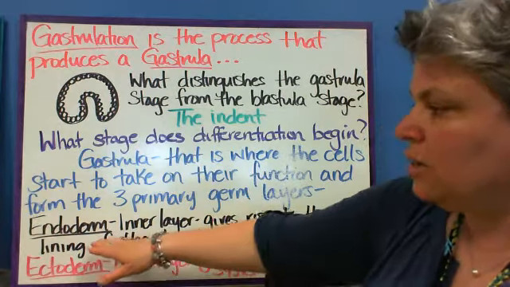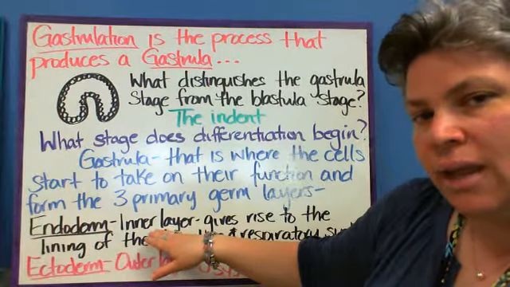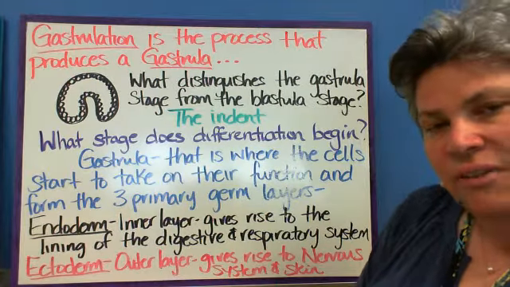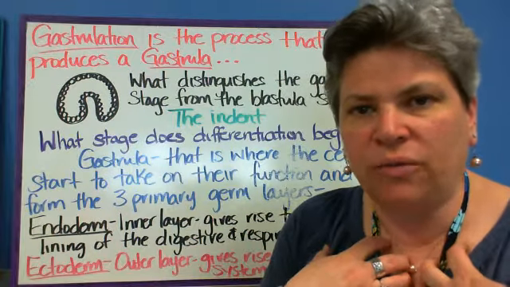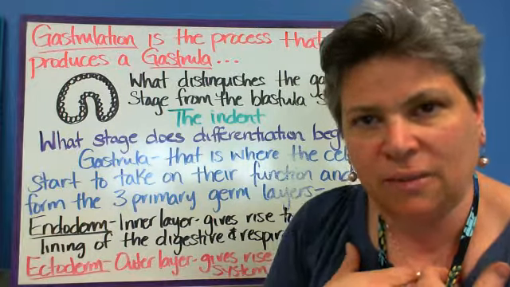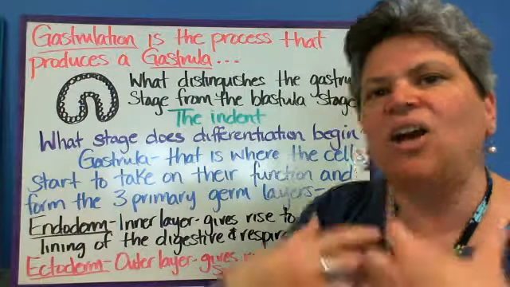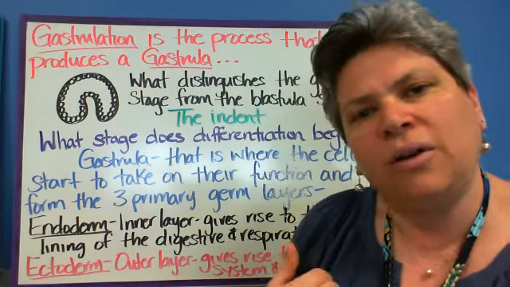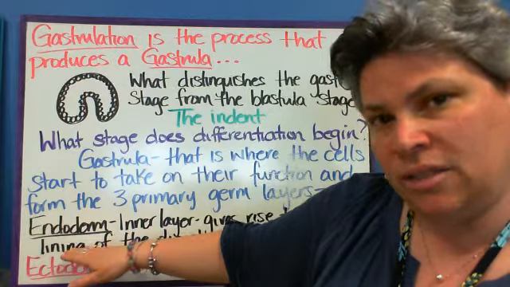The first germ layer is called the endoderm, endo being the inner layer. The endoderm gives rise to the lining of your digestive and respiratory systems. Think about the most inner part of you. What would that be? Well, that would be the inside of my digestive system. Not just the inside of my outer cavity, but the inside of the inside. And that would be the lining of the digestive system and the lining of our respiratory systems. So that's what the endo, or inner lining, is going to form.